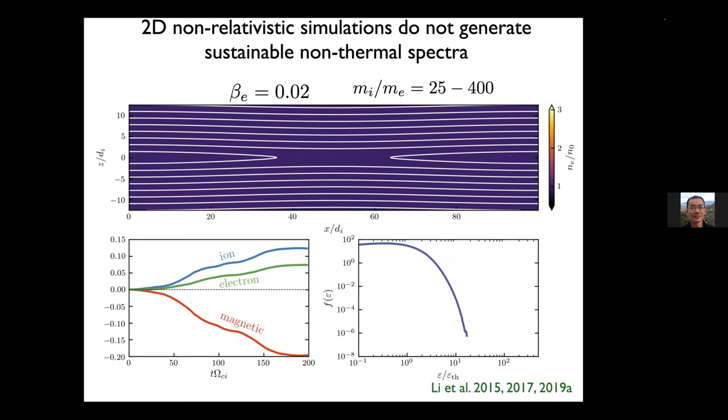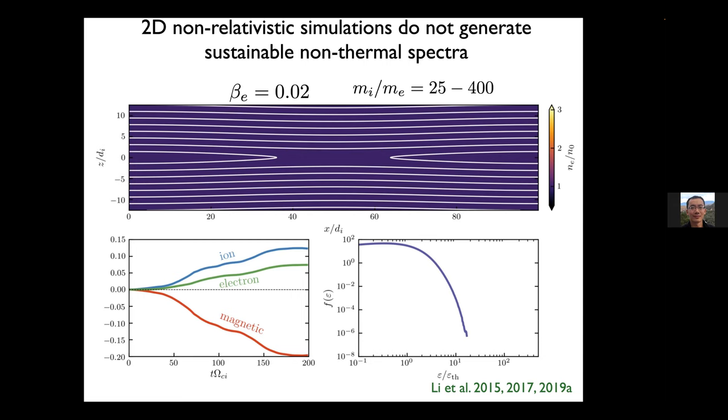So maybe we can spend another 10 minutes. The rest is more on non-relativistic reconnection. As I mentioned earlier, simulations have difficulty generating a non-thermal spectrum, and this is where three-dimensional simulation is very important. This is just an example we show with low beta simulations, where the reconnection can generate a lot of energetic particles, but the result does not give you a very sustainable non-thermal spectrum.